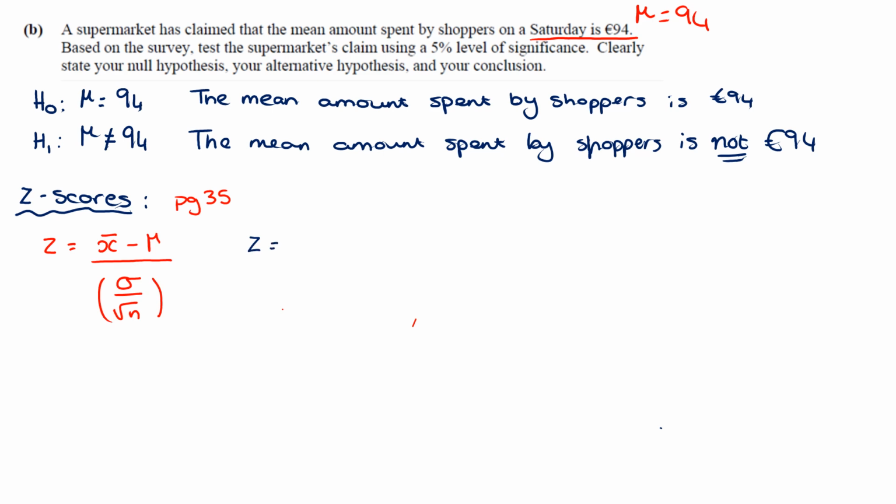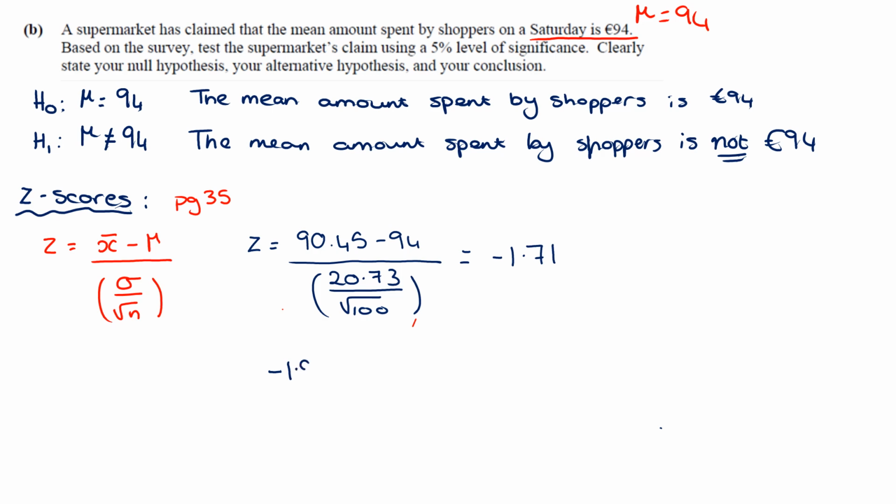So z is equal to, we have x bar from the last one, 90.45, minus mu, which is 94, all over sigma, which doesn't change, it's a standard deviation, 20.73, all over square root of 100. When you work out that z-score, I always do it to two decimal places because that's all that's in the log tables, and we get minus 1.71. For 95% confidence, our z-score is going to be between minus 1.96 and plus 1.96. So does our z-score sit in there?